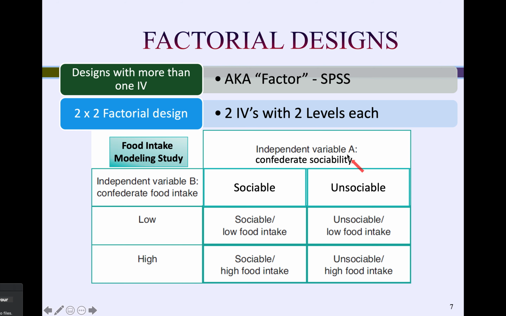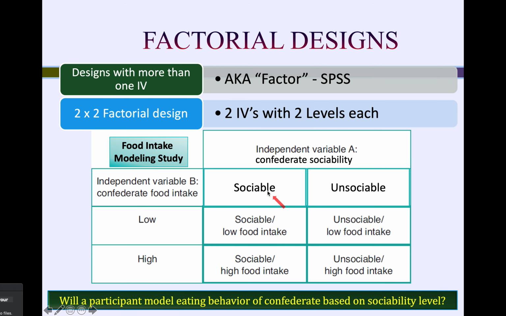So IV-A, or IV1, was the sociability level of the confederate. They either were sociable or non-sociable. If they were sociable, they said, "Hey, how you doing? Hi, it's nice to see you." They acknowledged you, they said hello. An unsociable confederate was someone who didn't acknowledge the other person, didn't speak to them, didn't give them any eye contact, and was just not friendly at all.